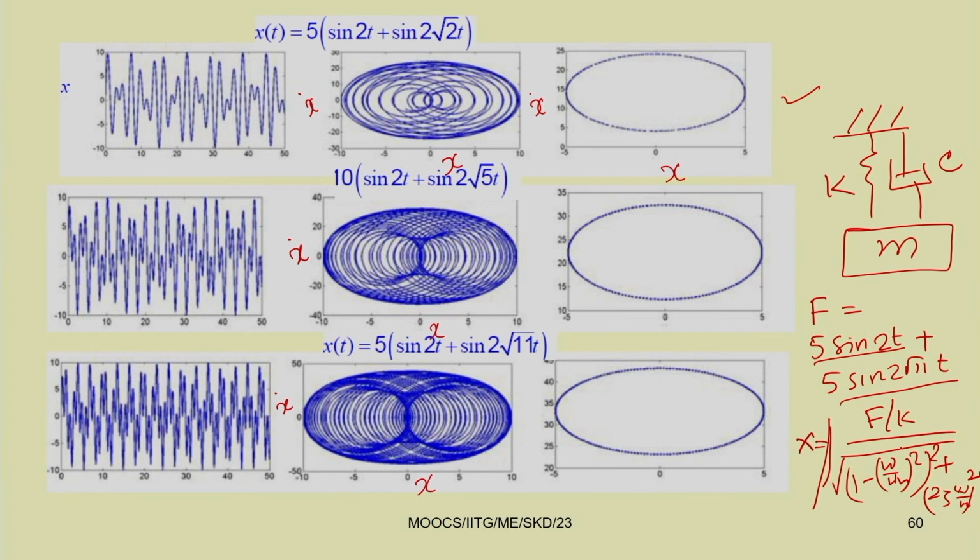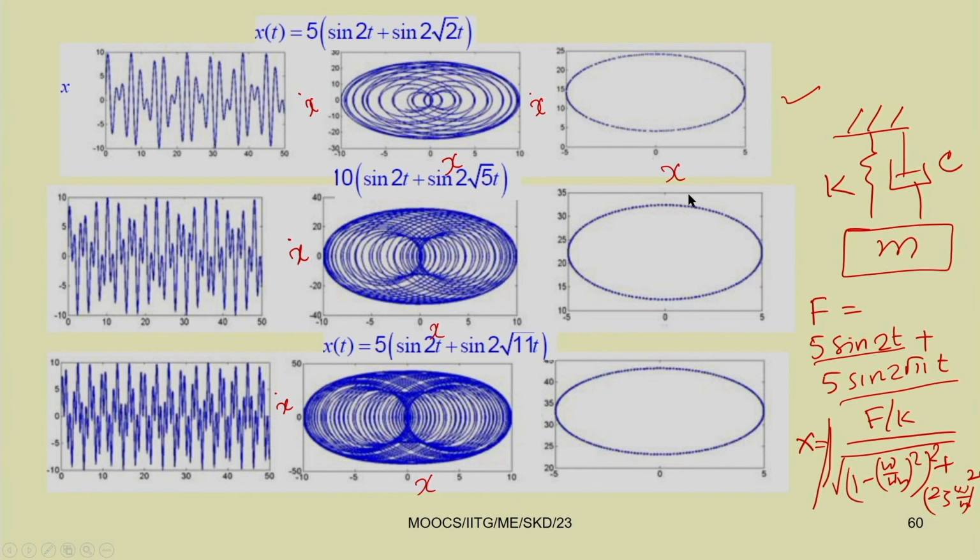So, for the first one we have x1 sin(2t plus phi 1). Then for the second part, this will be x2 sin(2 root 11 t plus phi 2). So, that way we can find the solution, where phi 1 and phi 2 can also be obtained from this response. This way physically you can realize the response.